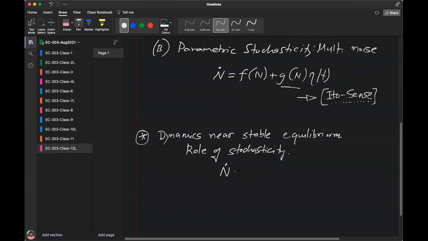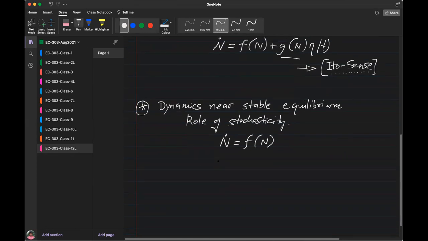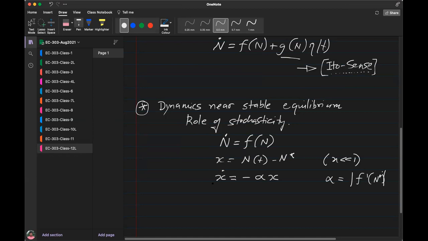In the deterministic model, if we had just this, right? Okay, and then if x is the deviation from equilibrium, the current value minus the equilibrium value, where x is very, very small, then we know that x dot follows the simple equation where alpha is equal to the modulus of this. Okay, and then we know that basically this perturbation decays with time. This leads to a simple exponential decay, right?